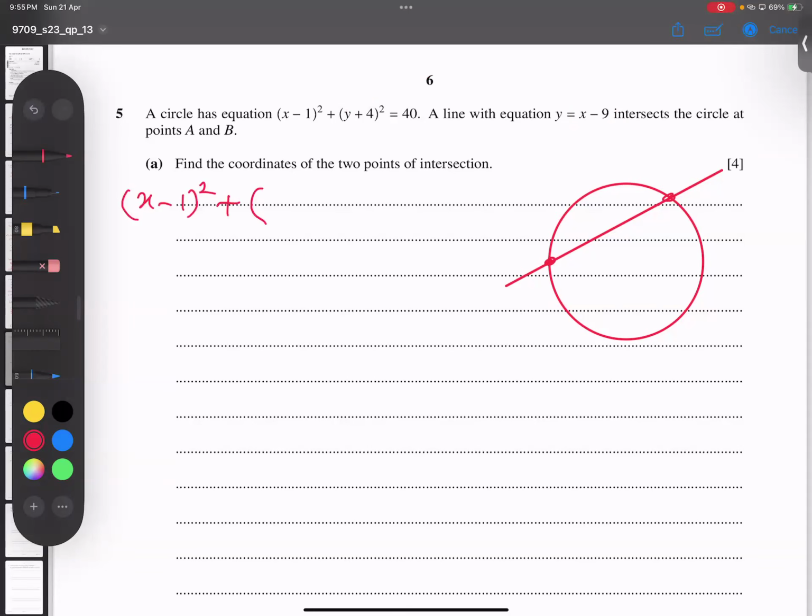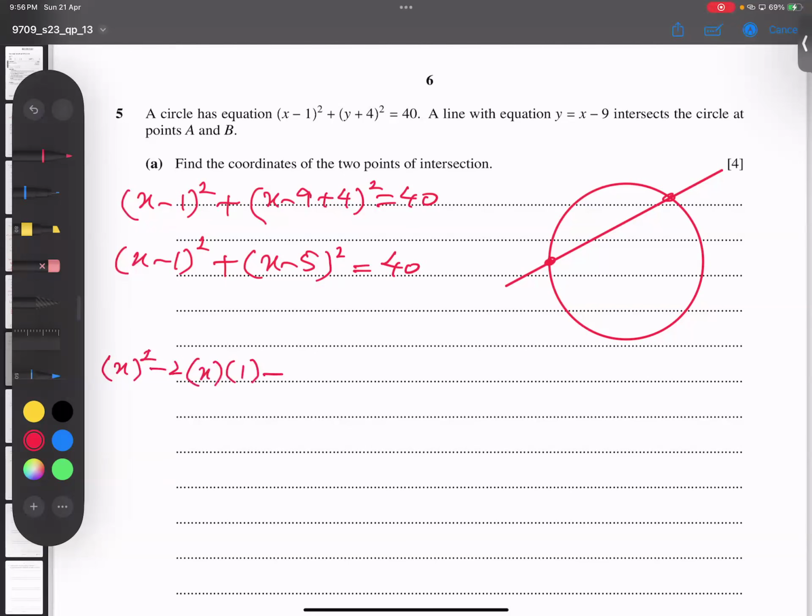So have a look. I'm bringing x minus 9 here. x minus 9 and plus 4 already present. So x minus 1 whole square, x minus 5 whole square equal to 40. I'm using the squaring identity. And what is that squaring identity? First term square, negative 2 into first term, second term, plus second term square. Now apply the same story here: first term square, negative 2 into first term into second term, plus second term square equal to 40.